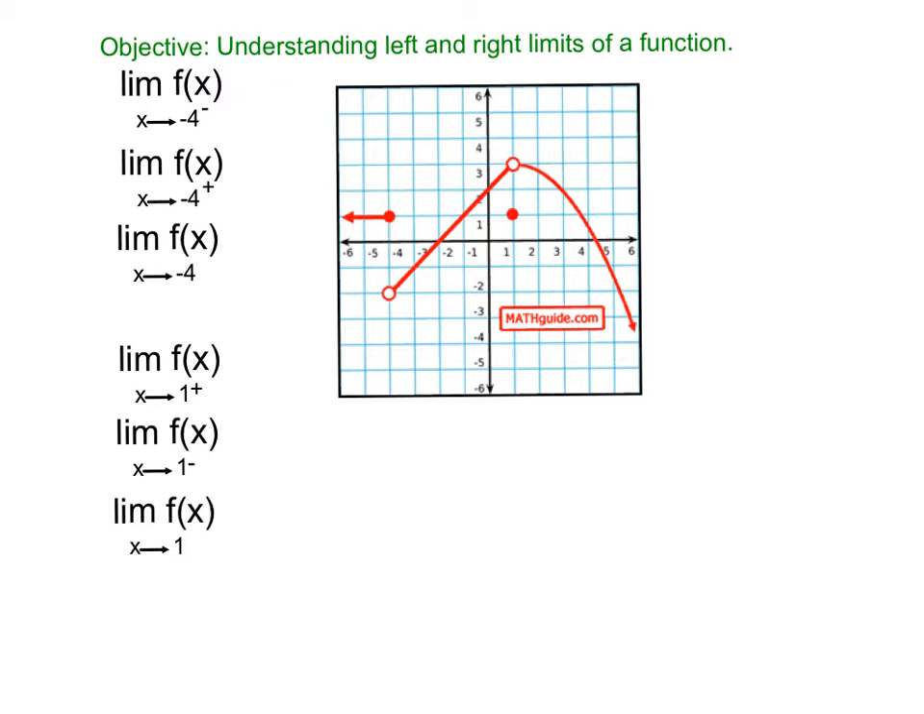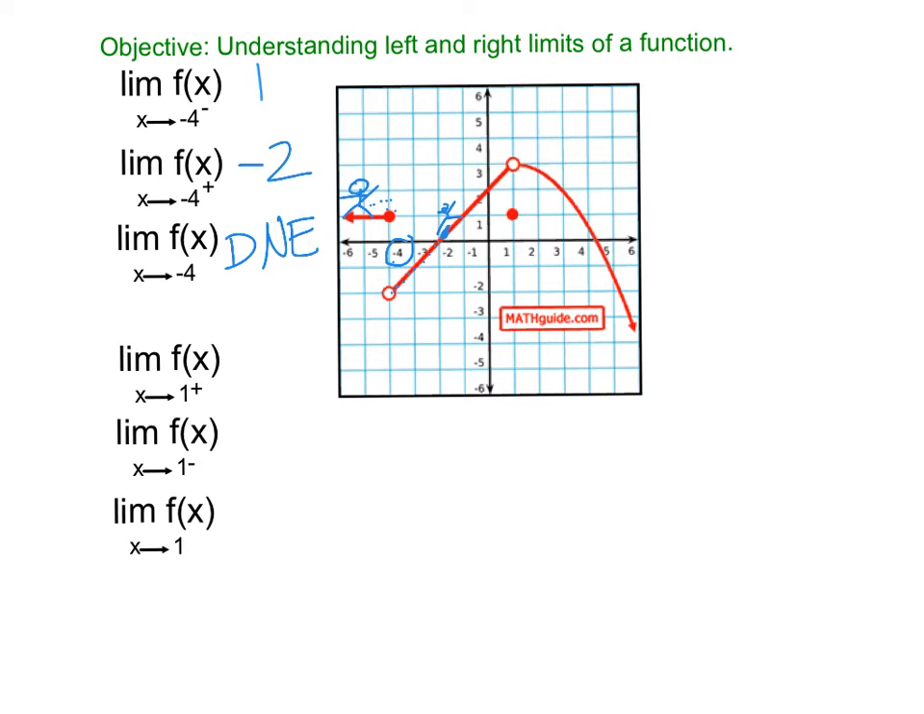All right, so -4 from the left. So here's -4, and I'm left of it. Here's my person, and I'm walking towards it. What is my y value from the left? It's just 1. What is my y value from the right? Well, if I'm right of -4, I'm on this part of the graph, walking, walking, walking. What's the y value I'm approaching? I'm approaching -2. Since I'm approaching 2 different y values, what's the limit at -4? DNE, the limit does not exist. Okay.